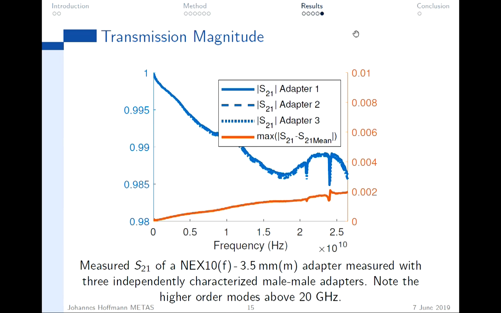You didn't see them in the simulation, and this was because the simulation was done in a rotationally symmetric setup. So in the simulation you cannot catch the first higher order mode. So it has to be said that the simulation above 20 gigahertz is not really valid. But up to here the results are good.